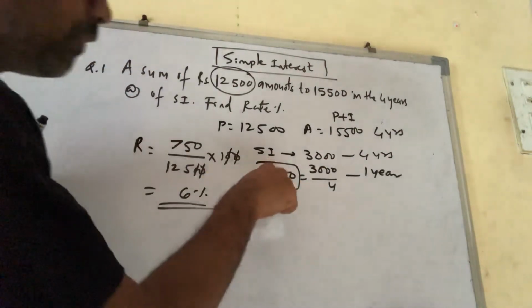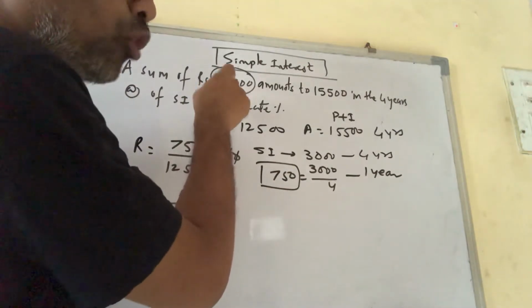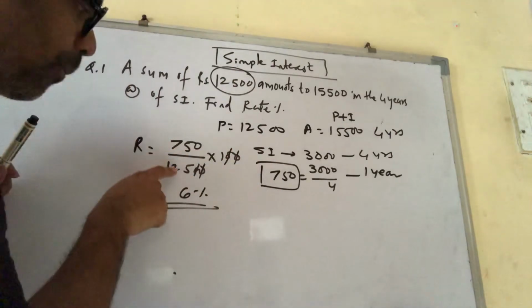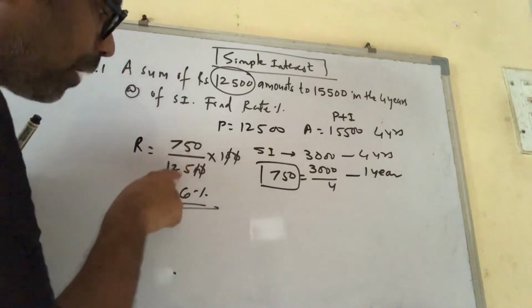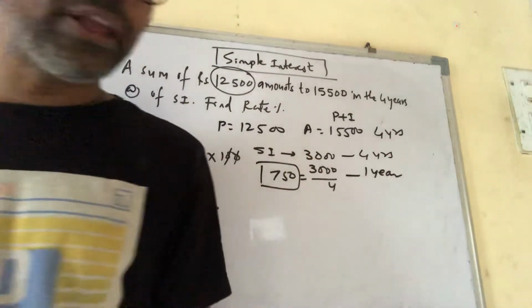And then this 750 is going to be calculated on which amount? On 12,500, because 12,500 is nothing but your principal. So 750 upon 12,500 into 100, the zeros will get cancelled. 750 upon 125, that is 6%. Hope you understood this.